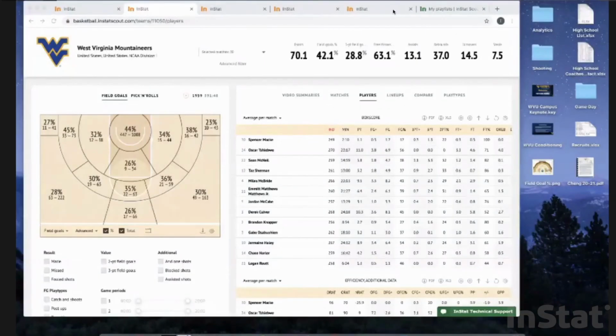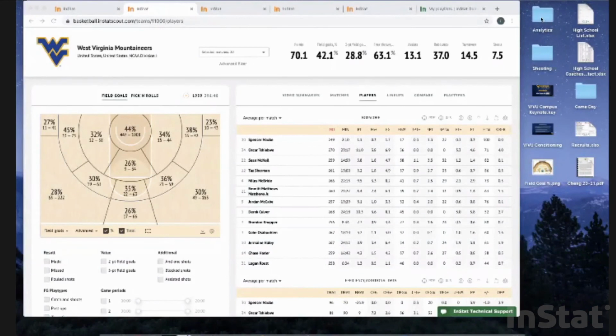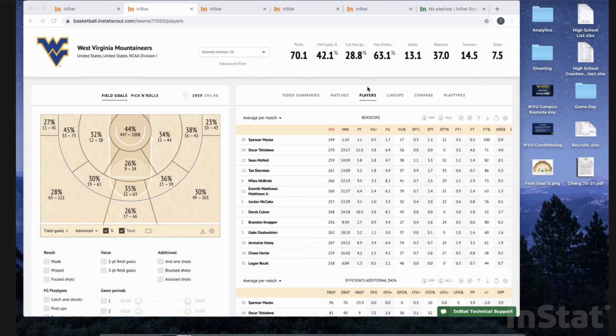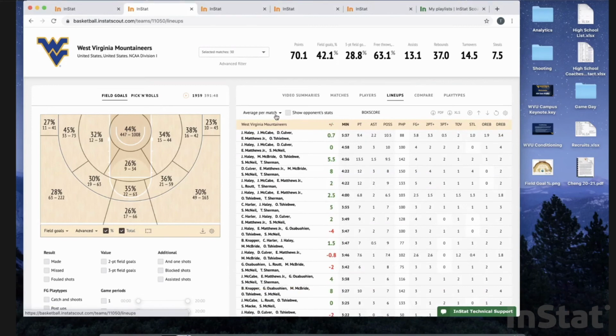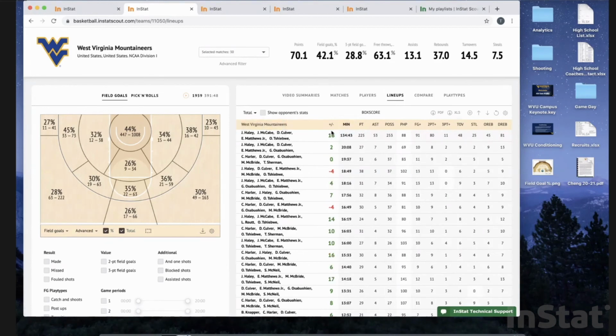Basically, we just started using InStat last year, halfway through the season, and we found that it's a useful program that has all of the information on one page. Primarily, we started focusing with our lineup data. We didn't necessarily look at who has the best lineup. We looked at it more so who on our team is more consistently in positive plus minus lineups.